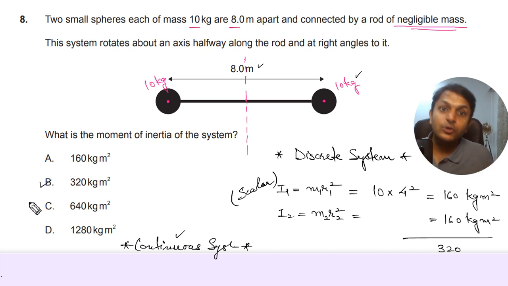This is how we do this question. This is a very important question, I would say. Why? Because number one, it is simple, but it is highly basic. It is the foundational question which can be asked in the topic of moment of inertia. That is why this question is very important.